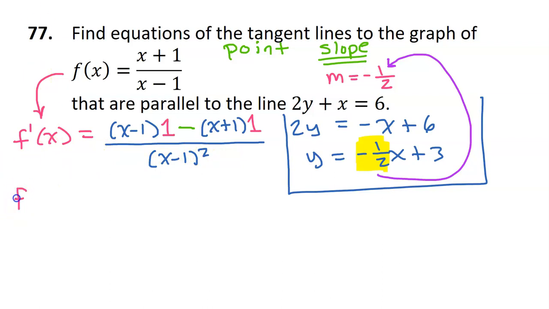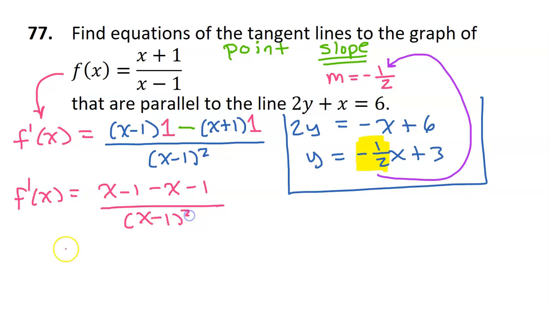Let's clean this up a little bit. Let's simplify. So we have f prime equals x minus 1. Distributing the negative sign, we have negative x minus 1 over x minus 1 squared. So we have f prime equals x minus x. Those cancel each other out, leaving -1 minus 1, which is -2. So we have -2 over x minus 1 squared.